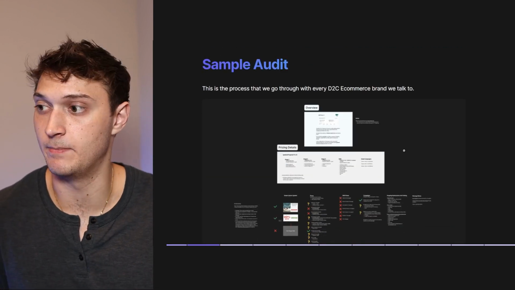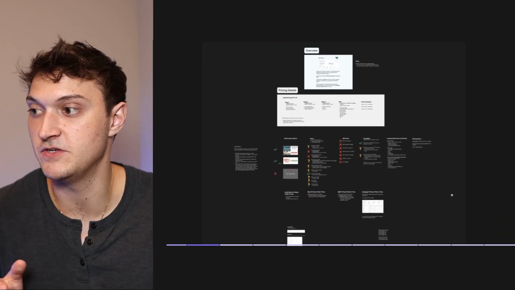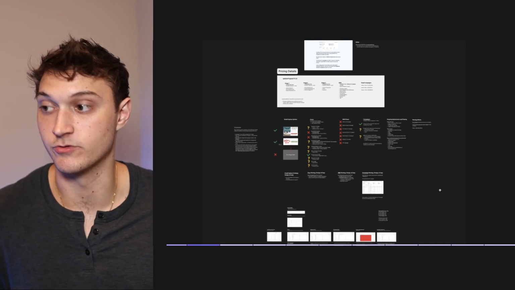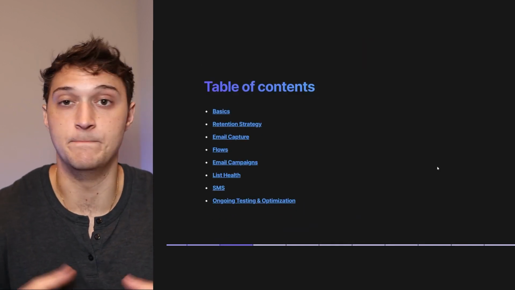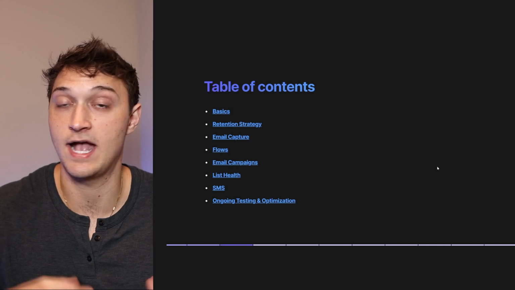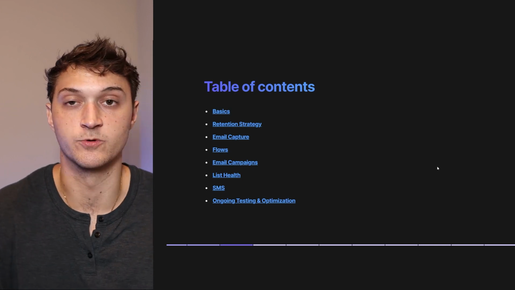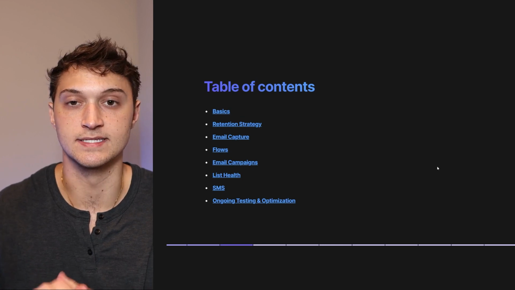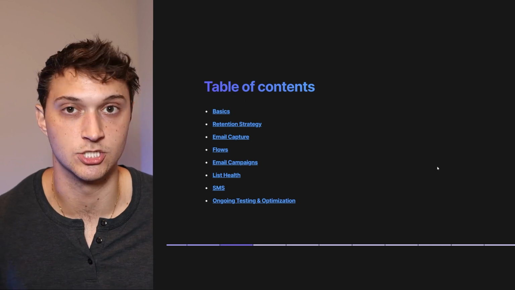This is a little bit about what the audit actually looks like. So as I said, it is very comprehensive. It has about 51 individual questions that we really ask ourselves, saying, hey, is this part of your retention marketing optimized? So that's what it looks like there. And again, we're gonna go over the basics, retention marketing strategy as a whole. Then we're gonna go over your email capture system. So when people are landing on the site, how are we converting them to an email list subscriber? Then we're gonna go over your automated flows, your email campaigns, which are kind of like your newsletters, as well as list health, as well as SMS, as well as optimizing your testing and ongoing strategy from there.